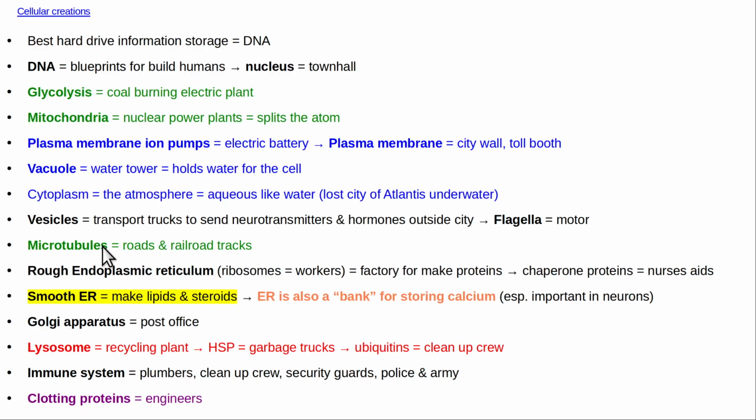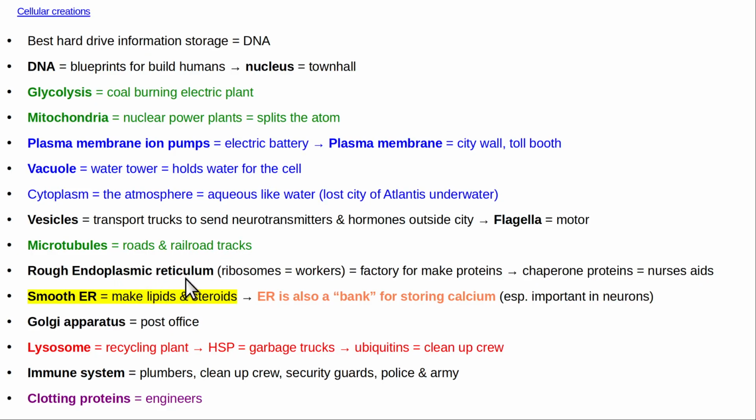Okay, microtubules. Microtubules are the roads or the railroad tracks. Some people also say the endoplasmic reticulum, which has its amoeba-like extensions all over the place in a cell, is another type of road as one of its functions, and there's some truth in that. So microtubules are like roads, and are also accurately described as being like railroad tracks.